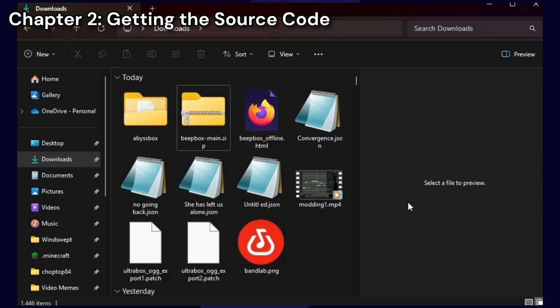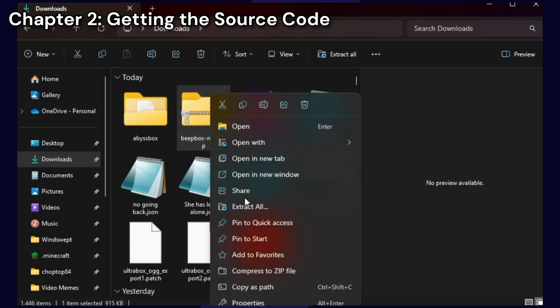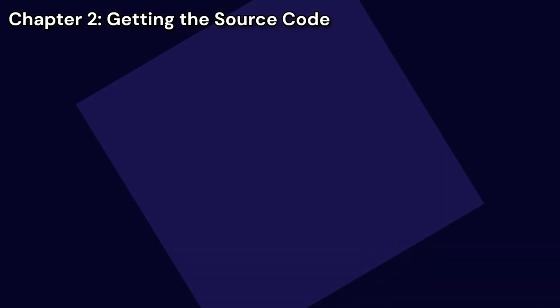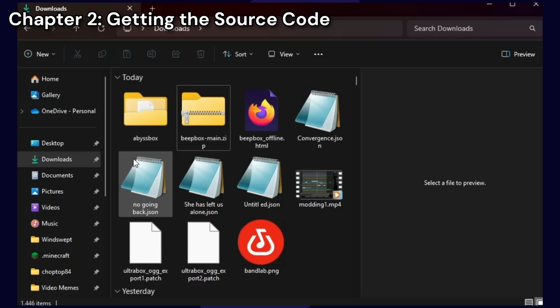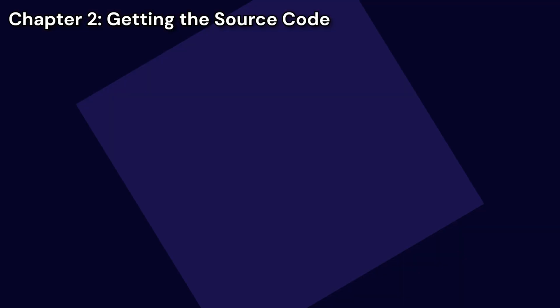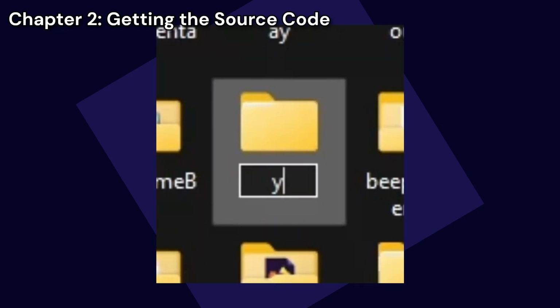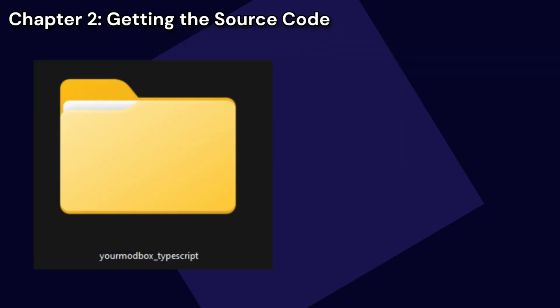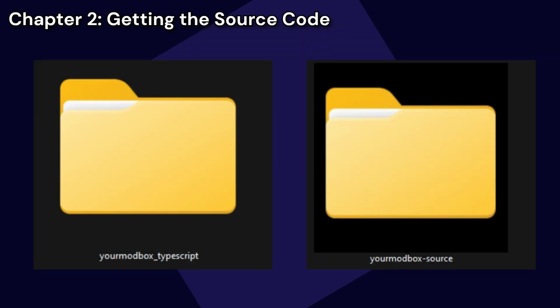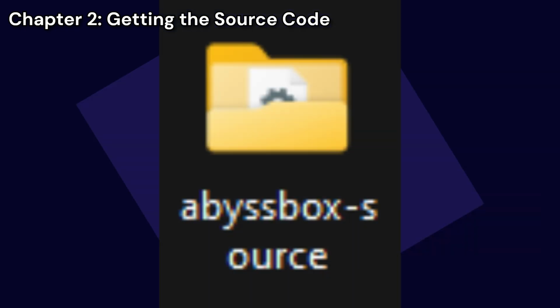Once this zip file is downloaded, we'll extract this and place the extracted folder in a repository we're going to be using later. For my example, I'll just place this inside of my already existing Abyssbox folder, but for you it can be anywhere as long as it's inside of your user directory. Now that we have our Beep mod in place, you should name your folder the name you want your BeepBox mod to be called, plus either _typescript or -source after it, like how I have Abyssbox source here.